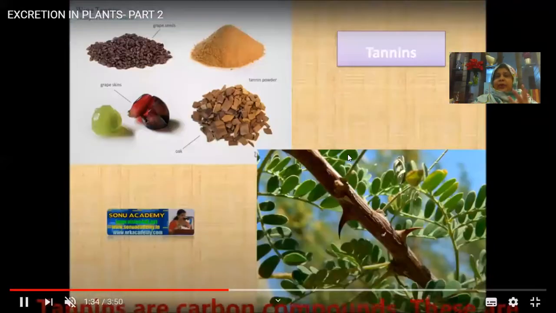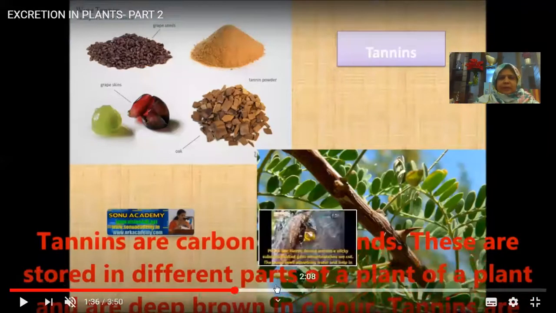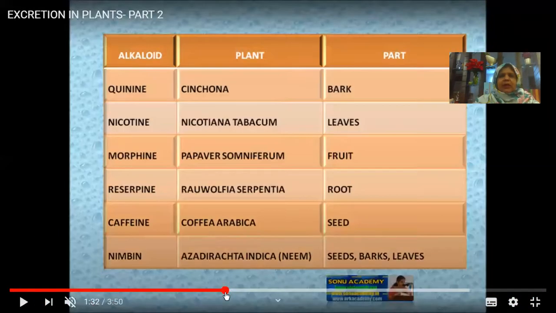Morphine comes from the excreta of a fruit. Yes, that comes from the excreta of the fruit, morphine. And morphine is generally used as a painkiller.